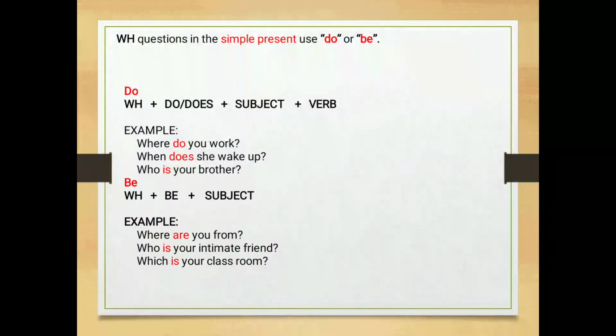And then you can use be also: WH plus be plus subject. See the example, where are you from? Who is your intimate friend? Which is your classroom?